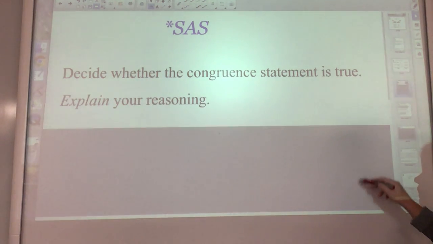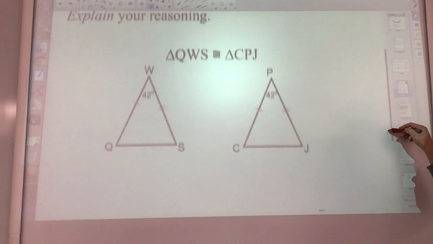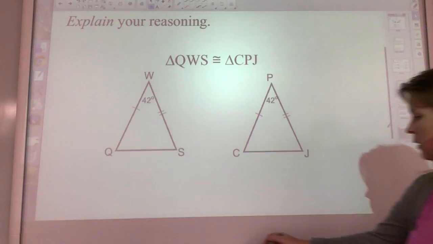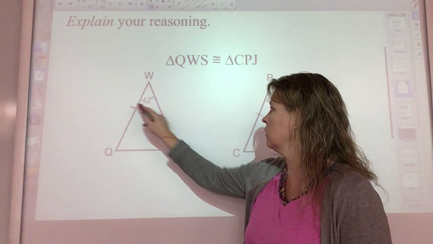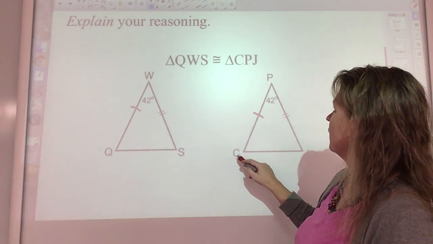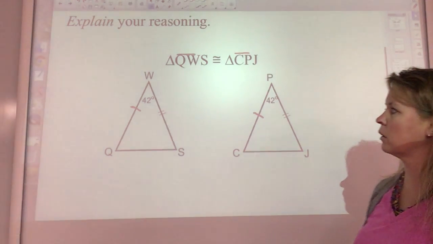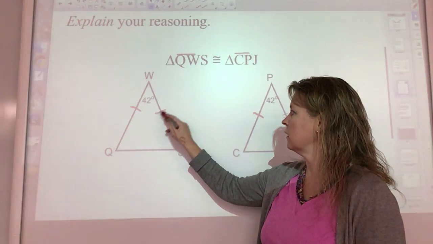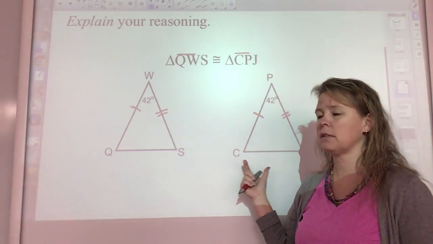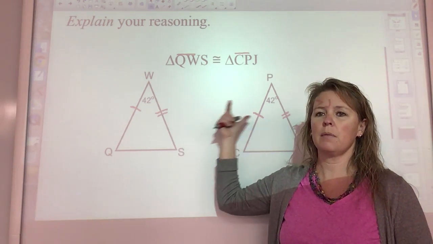More SAS with kind of a proof here. Decide whether the congruence statement is true. Explain your reasoning. Okay, we do have two sides marked congruent. We have side QW congruent to side CP, yes, they wrote it in the correct order. We do have the other side. So we have side, side. We don't have a third side, so we can't use side, side, side from the previous section. But I bet you we can make those angles congruent.